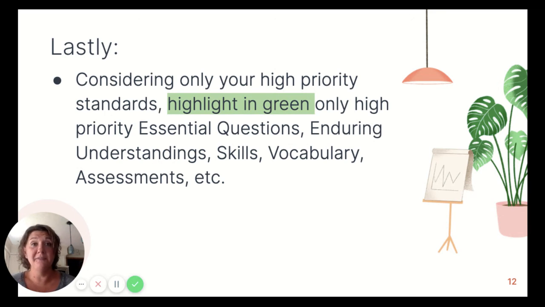All right, so now we have 50% of our standards. Woohoo, good job. The last thing you're going to do, considering what you've just determined are your high priority standards that are highlighted in green, go through and highlight in green the rest of stage 1 information. So highlight which essential questions you still need to maintain, which enduring understandings still need to be there, skills, vocabulary, assessments, looking into stage 2, etc. So you're highlighting in green what stays based off of establishing what those priority standards are.